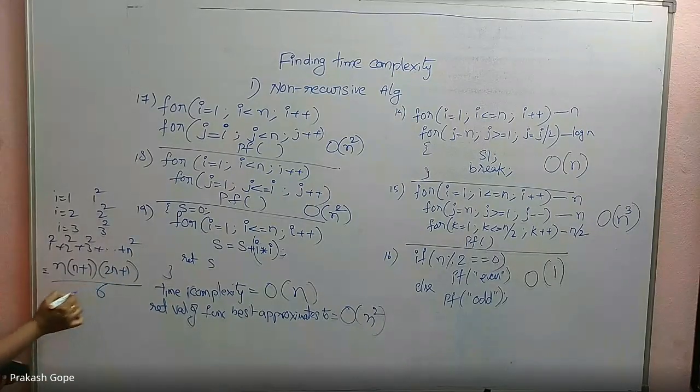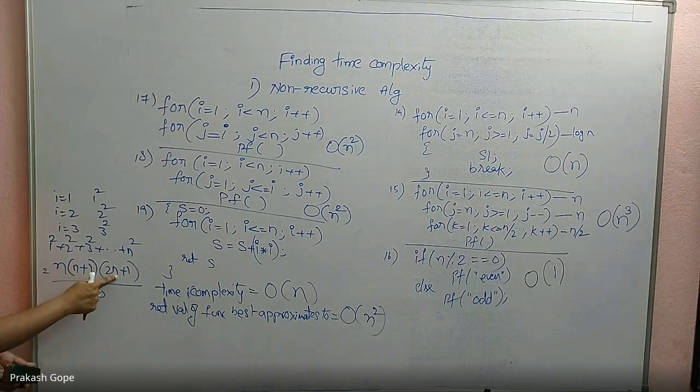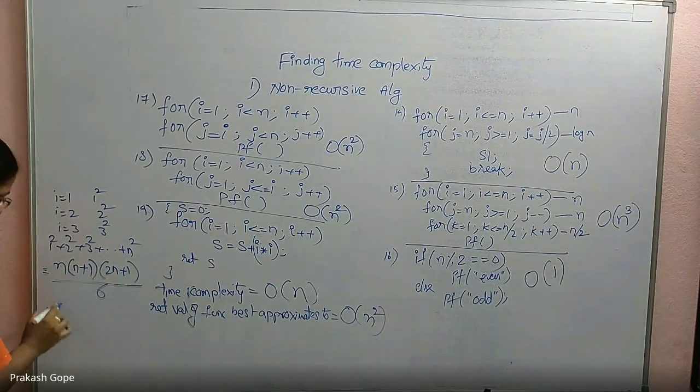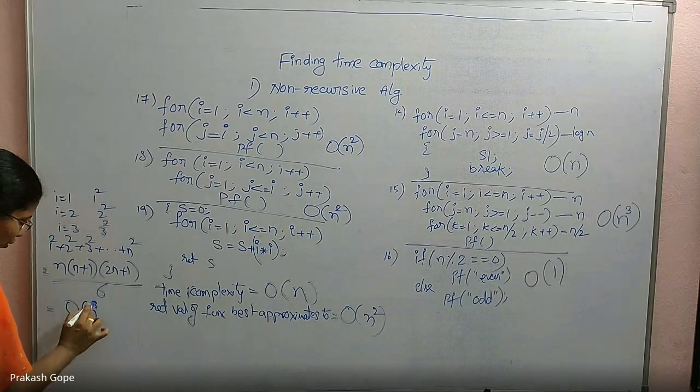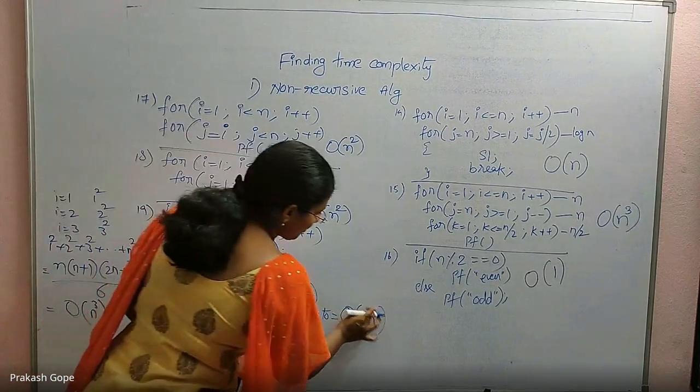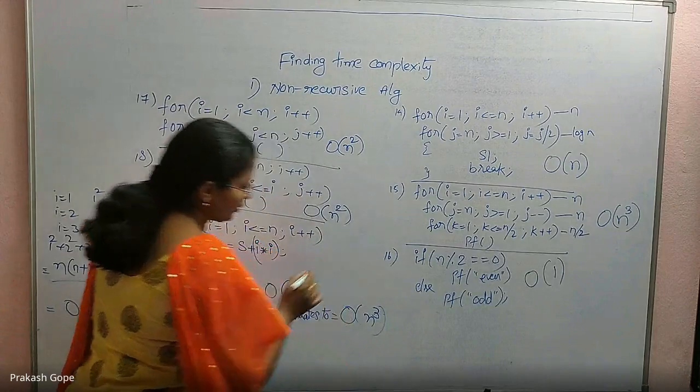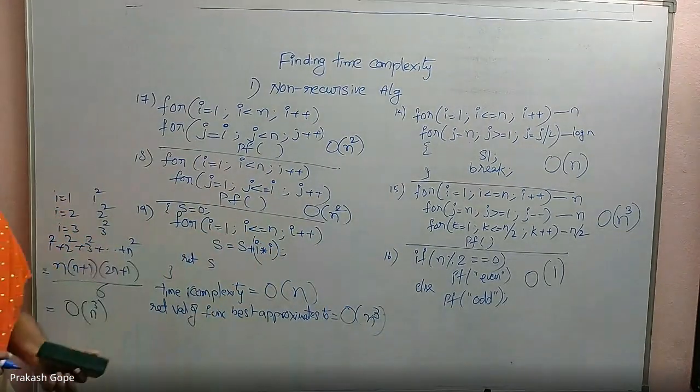So what is the time complexity? Polynomial. Big O of n cube. n into n square, n square into n, gives n cube. All others we are not interested in. So it is big O of n cube. So the return value of the function best approximates to n cube. Time complexity remains big O of n.